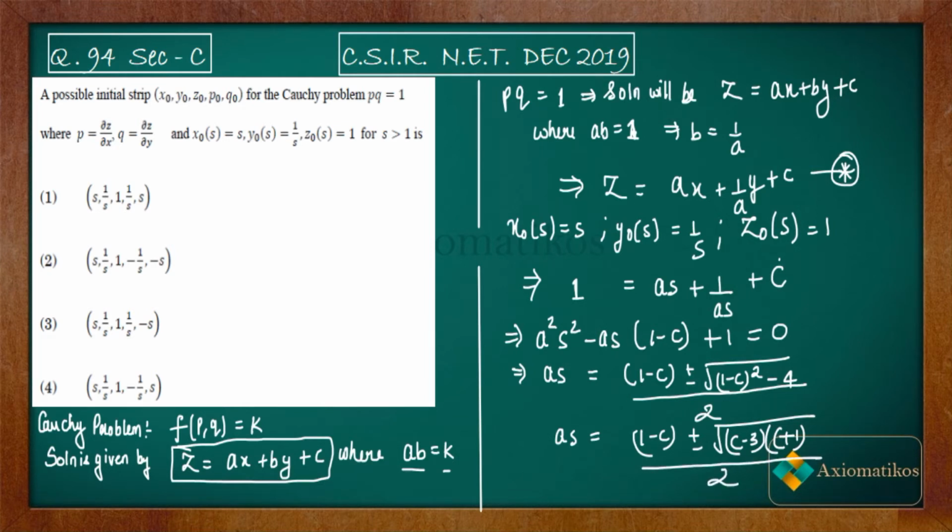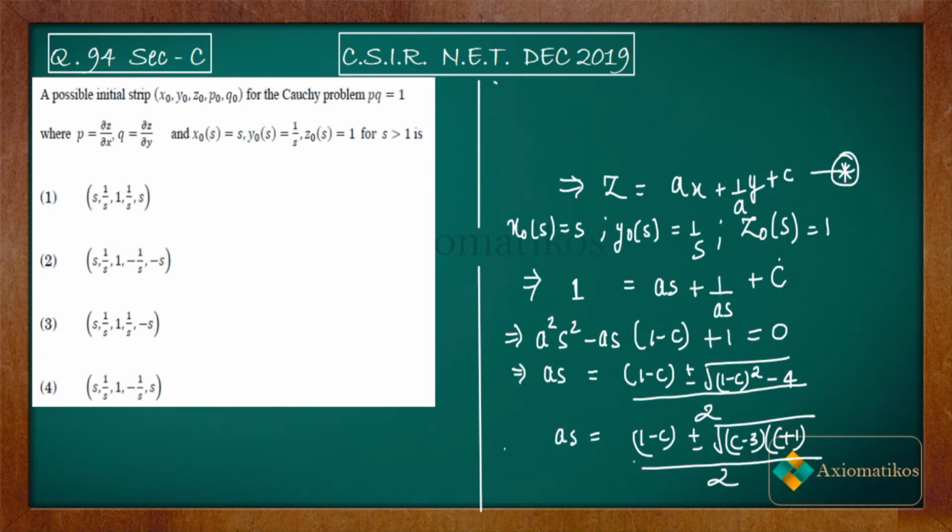Let me erase the other part. So let us see here that you are getting your as in this form. Now we can just cancel this a from here and take it in the denominator. Now what was your solution? Your solution to the PDE is given by this formula. Now what we have to find out is the possible initial strip. This was the initial strip x naught, y naught and z naught. We already know the value of x naught, we already know the value of y naught and we already know the value of z naught.